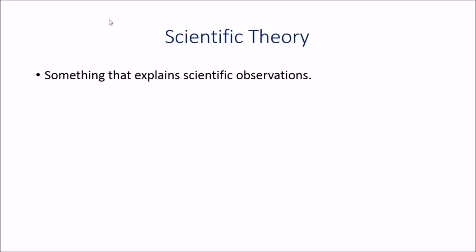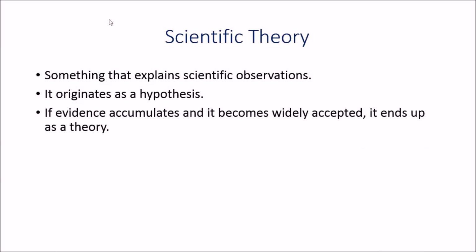A, a scientific theory is something that explains scientific observation, or in another way, it tries to explain the scientific laws. Answering why gravity pulls things down to the Earth would be a theory. Well, it really doesn't start as a theory, which brings us to B. It starts as a hypothesis, just like how the Big Bang Theory started. Now C, if evidence accumulates and it becomes widely accepted, it ends up as a theory. That's what happened with the Big Bang Theory.